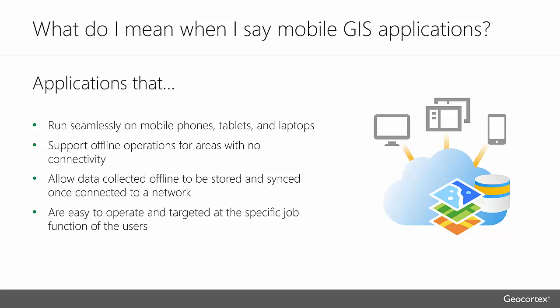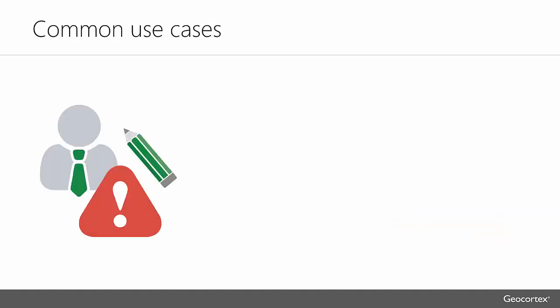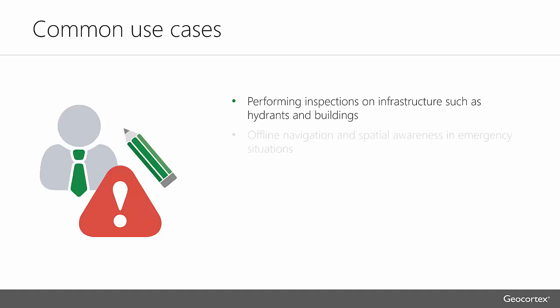When we think about the use cases of these, most of these folks aren't going to be GIS users, so they want straightforward and guided interactions if possible. So what are some common use cases of mobile GIS applications? Performing inspections on infrastructure. This might be hydrants or buildings. Performing offline navigation and gathering that spatial awareness in emergency situations where maybe there's no cell coverage. Maybe it's been wiped out for some reason, or maybe you're just in a remote area.